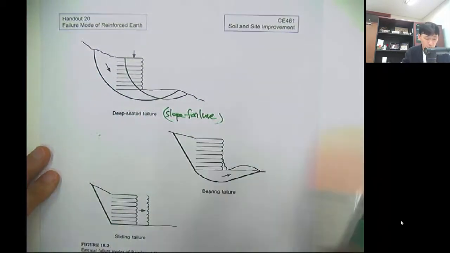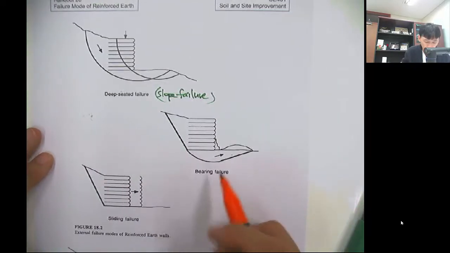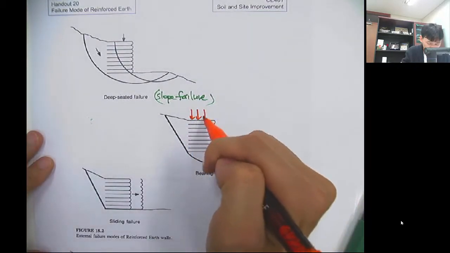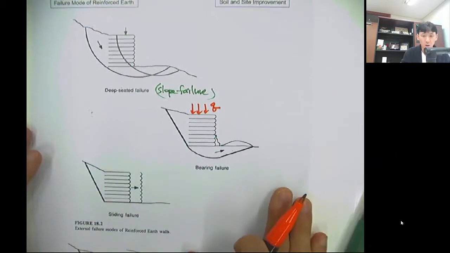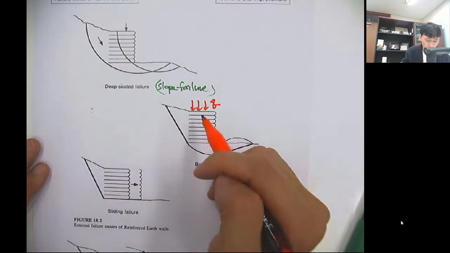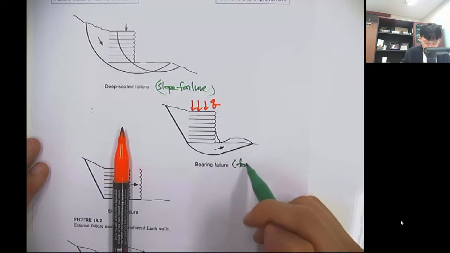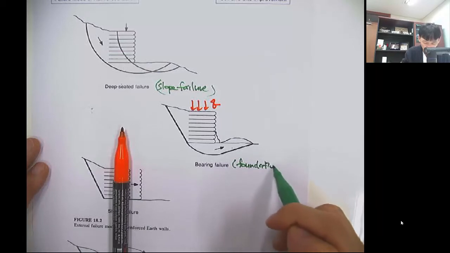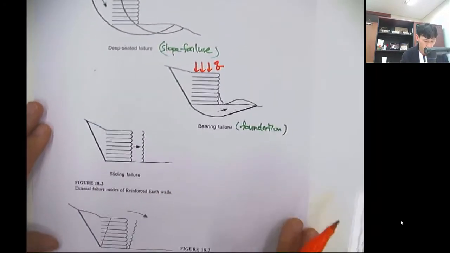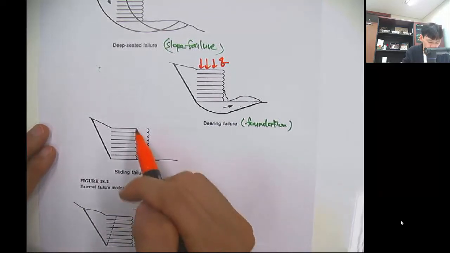You have a kind of failure plane developed. The bearing failure is when you have a high stress from the surface. This is more like a foundation, the case of the shallow foundation. And the sliding failure is like a conventional retaining wall sliding movement.